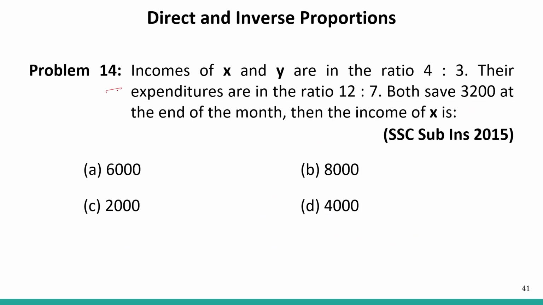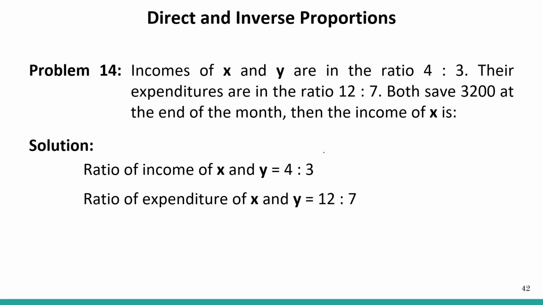So let's see problem number 14. Incomes of x and y are in the ratio 4 is to 3. Their expenditures are in the ratio 12 is to 7, right? Both save 3200 at the end of the month. Then the income of x is equal to what? This question has been asked in the SSC Sub Inspector exam 2015. Is it 6000 or 8000, 4000 or 2000? Let's see which among these four is the correct answer.